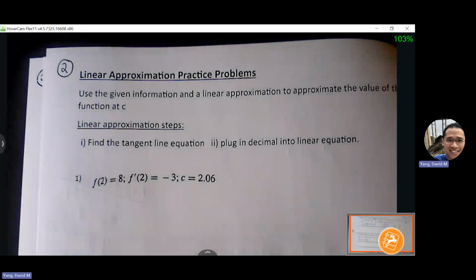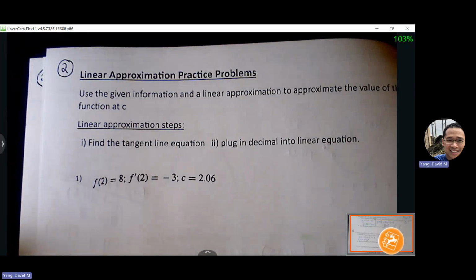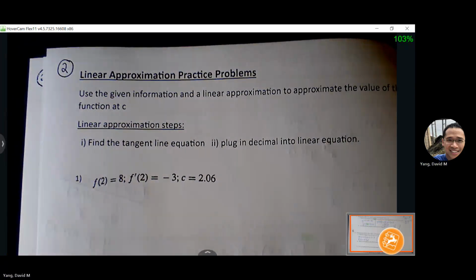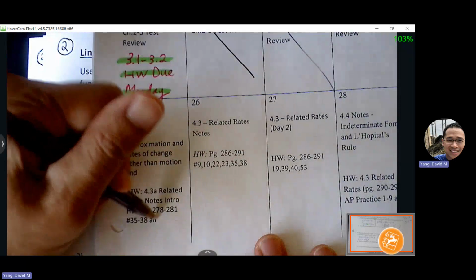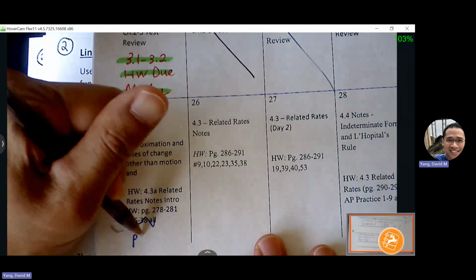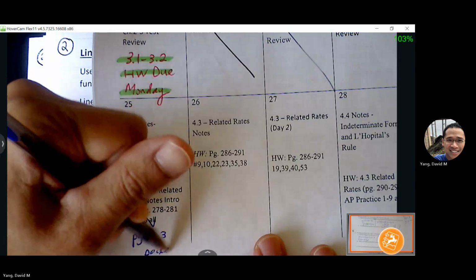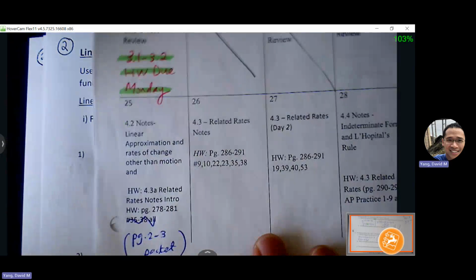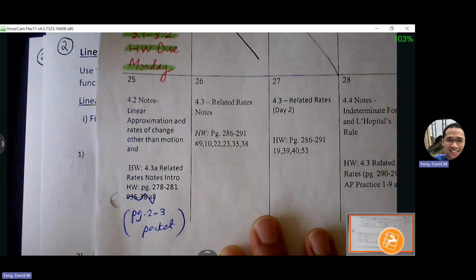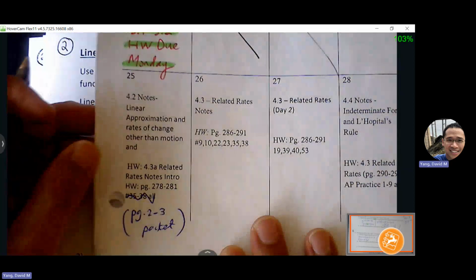Okay, says use the given information. Sorry, the homework says 35 to 38 all. You're just going to say pages 2 to 3 in the packet. And I'll put this back up again. I'll just check the 2 pages tomorrow. This should be quick.